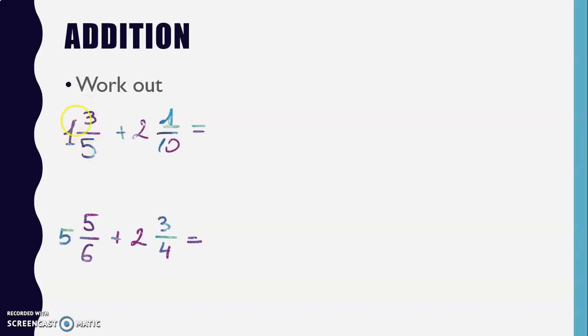The first step is to convert the mixed numbers to improper fractions. If you don't remember how to do that, check out my videos on converting mixed numbers to improper fractions. So 1 and 3/5 becomes 8 over 5. 2 and 1 over 10 becomes 21 over 10.